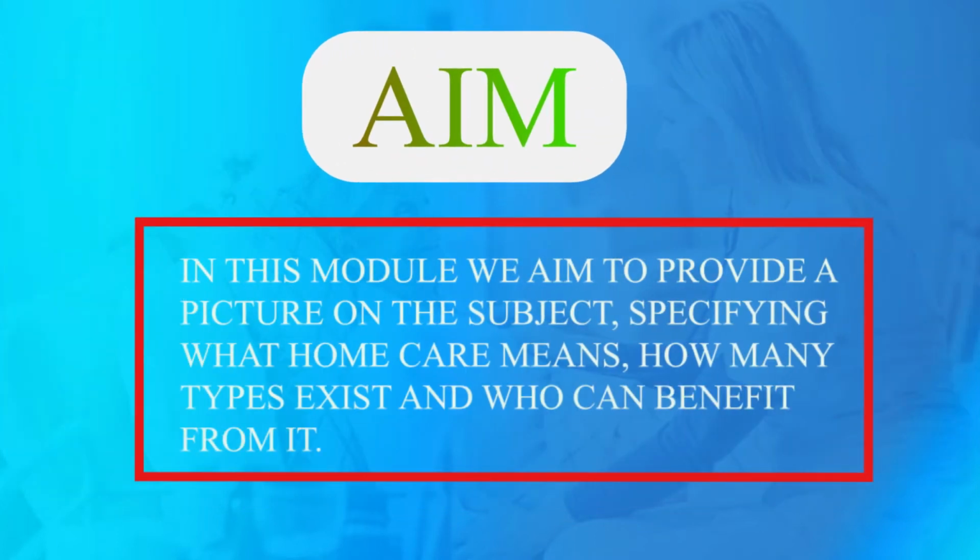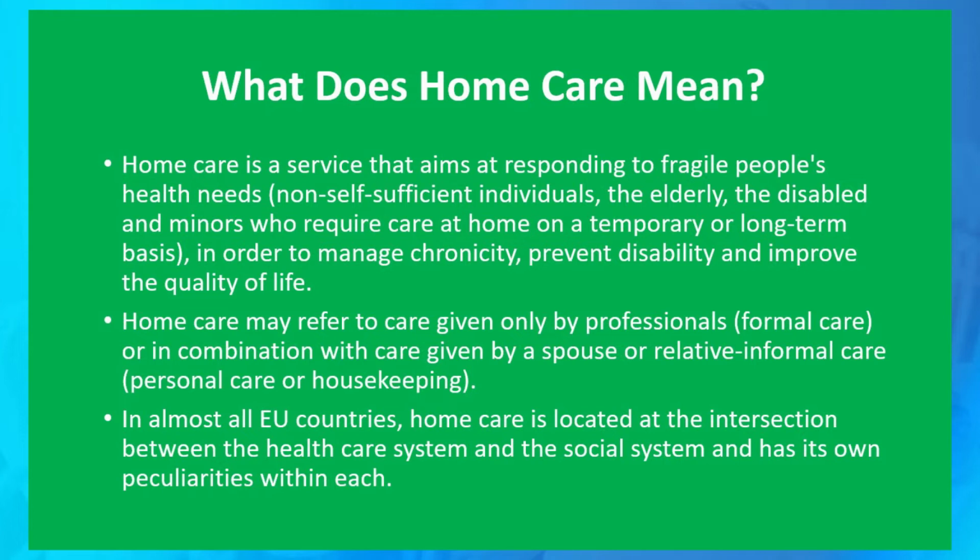Aim. In this module we aim to provide a picture on the subject, specifying what home care means, how many types exist and who can benefit from it. What does home care mean? Home care is a service that aims at responding to fragile people's health needs: non-self-sufficient individuals, the elderly, the disabled and minors who require care at home on a temporary or long-term basis, in order to manage chronicity, prevent disability and improve the quality of life.